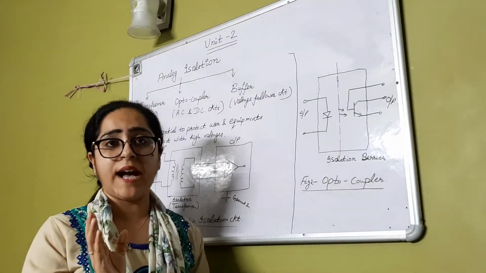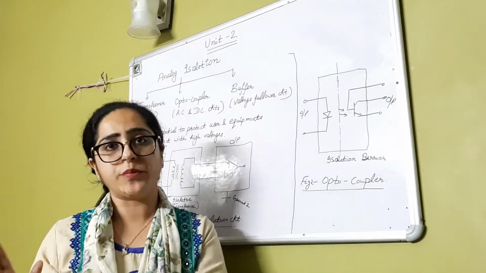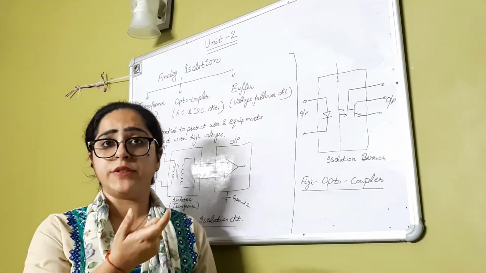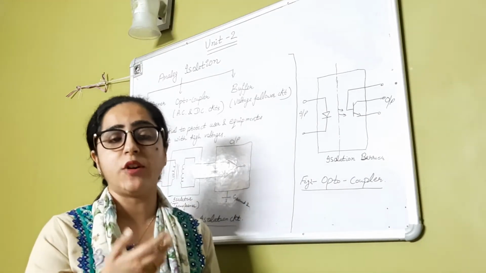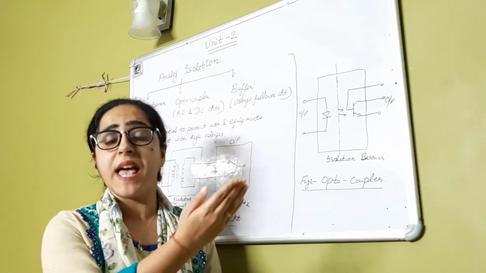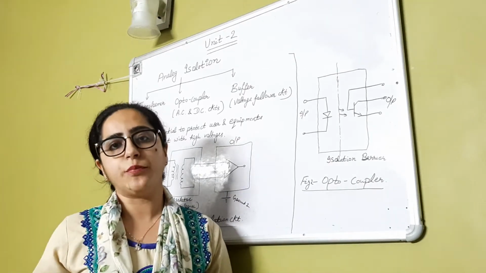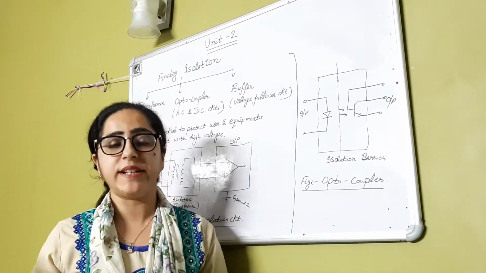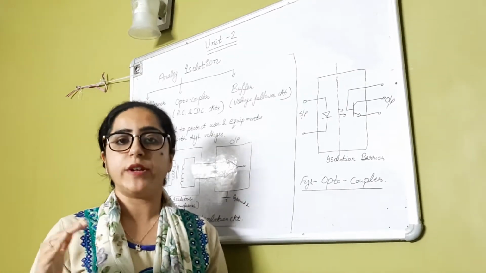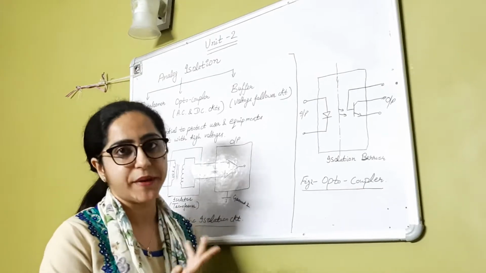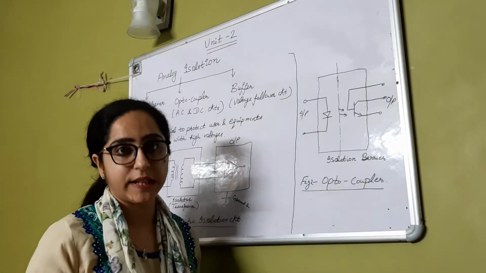It isolates the input side and the output side, due to which if any voltage spike or high voltage transient comes at the input side, it is not going to harm the output side or the instruments connected across the power source. For that purpose, the isolation is very much needed. I hope this analog isolation is now very clear to you.